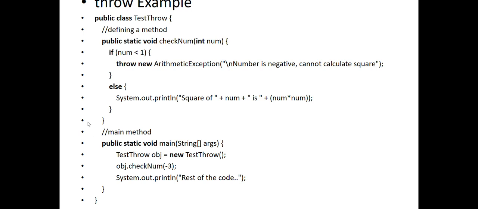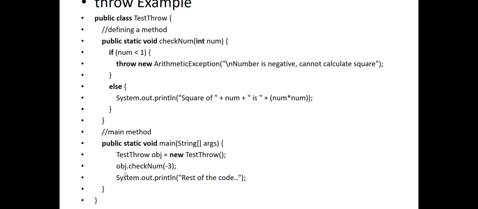After that I am defining the main method, public static void main String args. In the main method, I create the object of the class: TestThrow obj equals new TestThrow. Using the object, I call the method checkNum and directly pass the value of the parameter integer num. Rather than taking it from the console, I am just passing the value, that is -3, and then a System.out.println statement as the rest of the code.